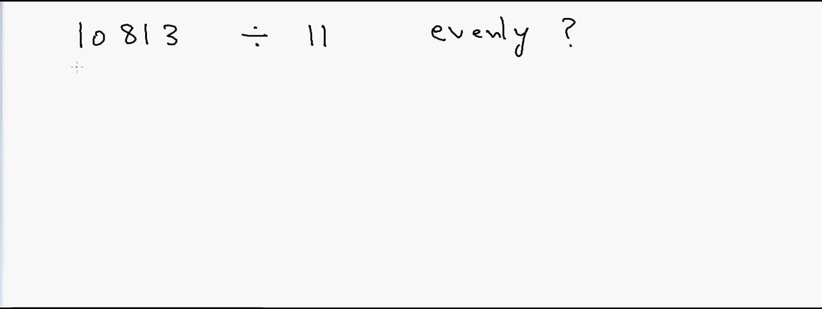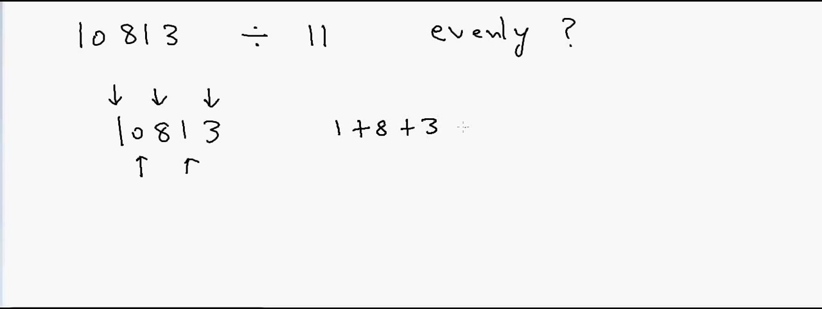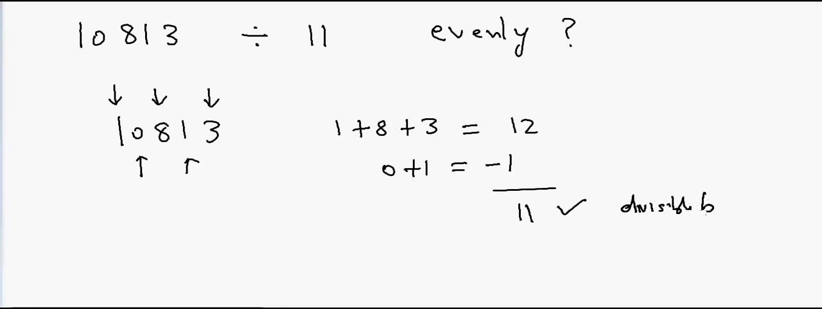So how will I do that? In that case, I'll take 10813 and take the alternate digits 1, 8 and 3, and then the other alternate digits, and add them together. So 1 plus 8 plus 3 is equal to 12, and 0 plus 1 is equal to 1. If I subtract them, I'll get 11, and 11 is divisible by 11. So this number should be evenly divided by 11.